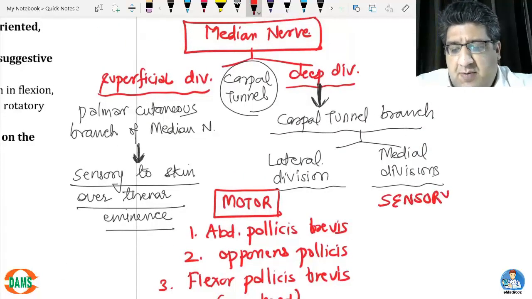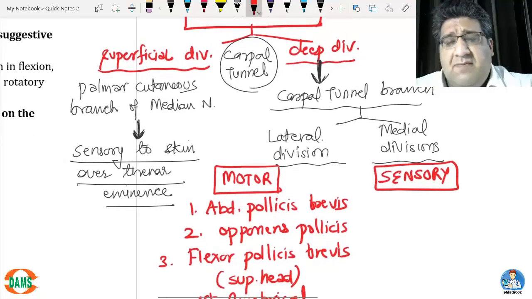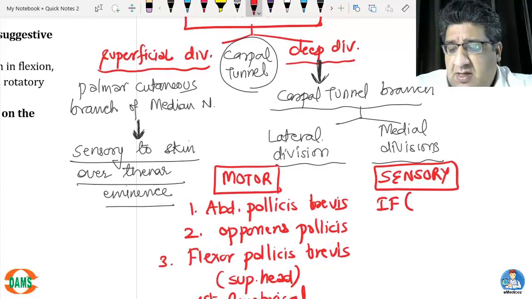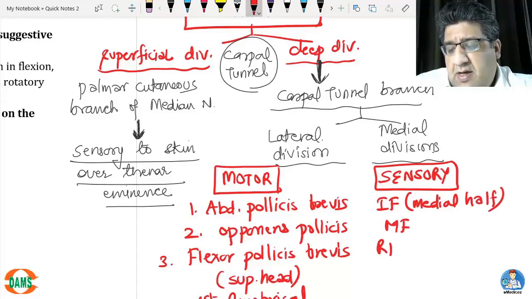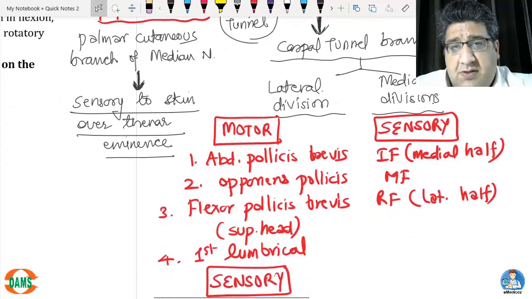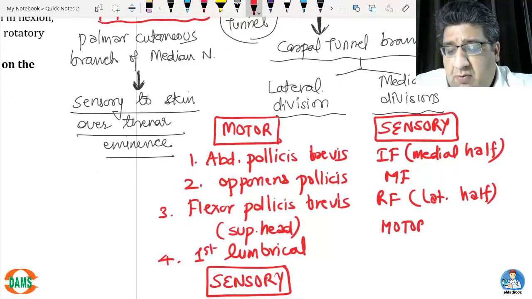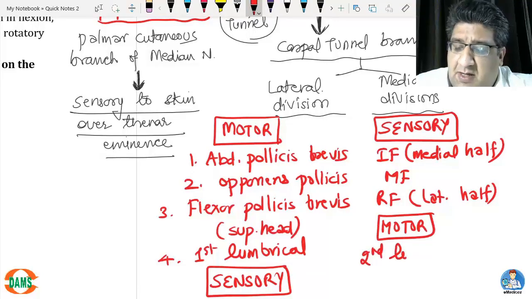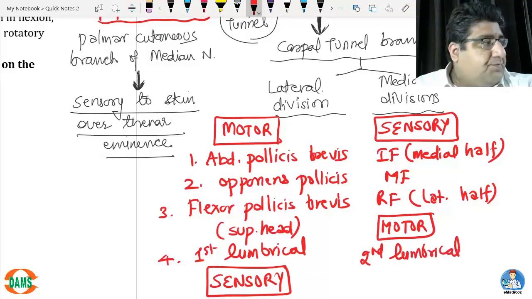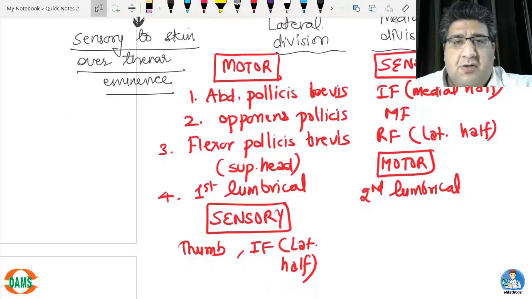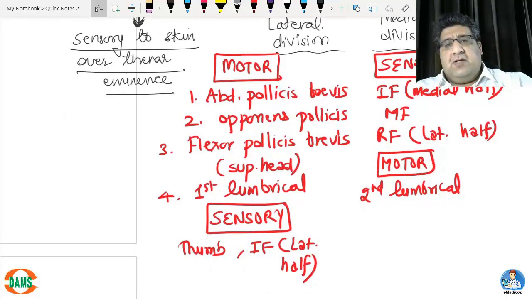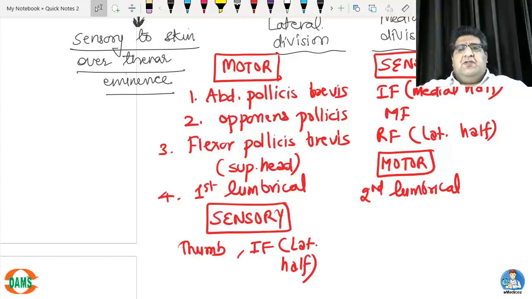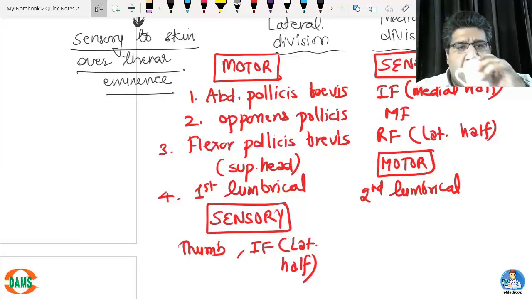Now when we talk about the medial division, it is mainly sensory. It is sensory to what is left behind: the index finger medial half, the entire middle finger, and the ring finger lateral half. And mind you, it is not only sensory to this area. It has got some motor component, and that motor component is the lumbrical which is left behind, that is the second lumbrical. You understood my point? So lumbricals in a way are very unique. The first lumbrical is supplied by the lateral division of the deep branch of the median nerve, while the second lumbrical is supplied by the medial division of the deep branch of the median nerve. So you have to be very careful about that.